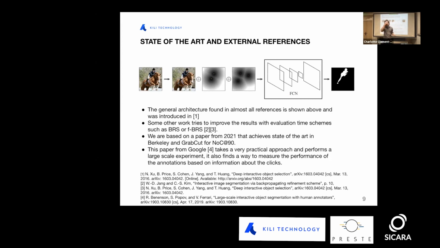So we're basing on a paper from 2021 that achieves the state of the art on 2 standard datasets, Berkeley and GrabCut, in the number of clicks to obtain 90% IoU. And this 90% is important because in a paper from Google that takes a very practical, large-scale approach to interactive segmentation, they actually do an experiment in interactive segmentation with clicks. They achieved 90% agreement between human annotators.